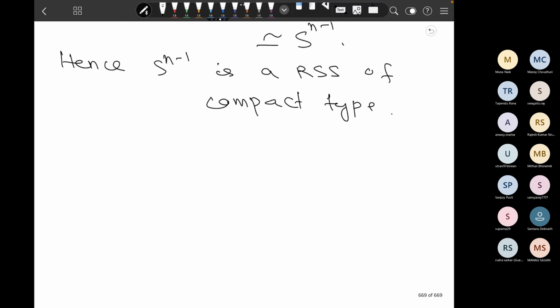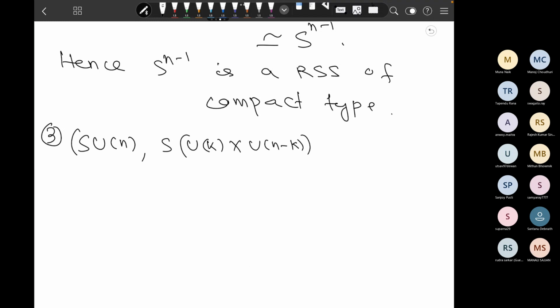Now the second thing, this third example. You look at this thing, SU(N) mod S(U(K) × U(N−K)). Okay, so similarly we have 1 ≤ K ≤ N, and N is greater than or equal to 2.